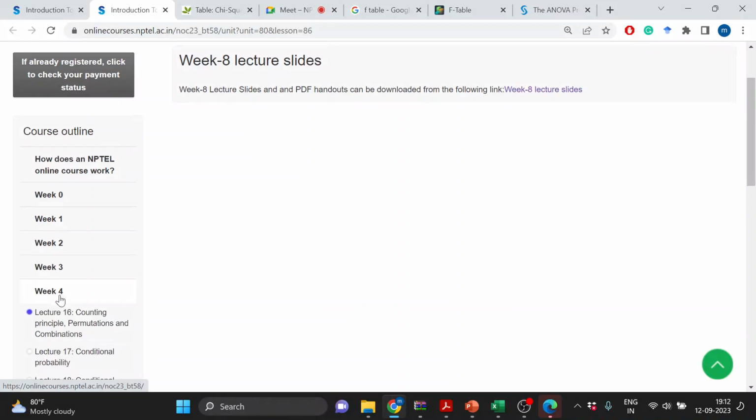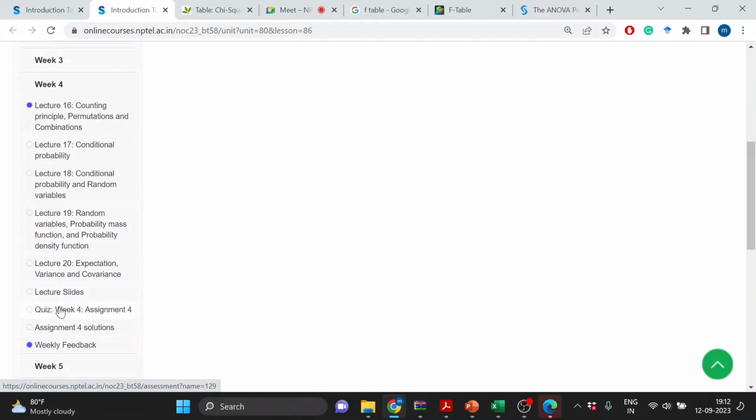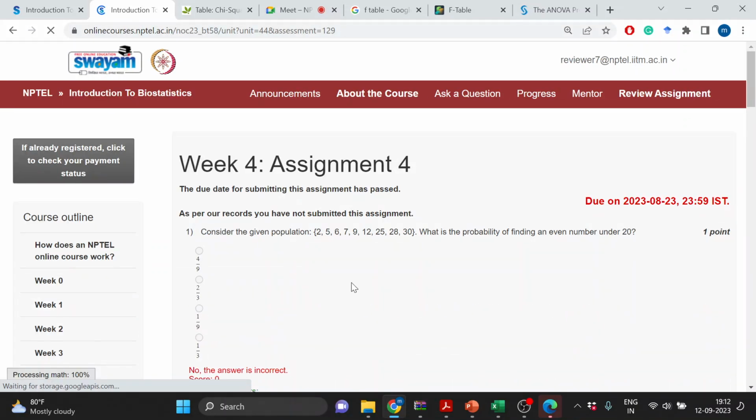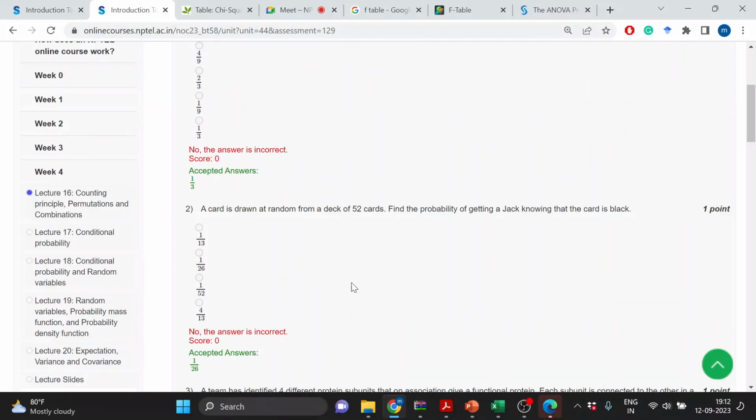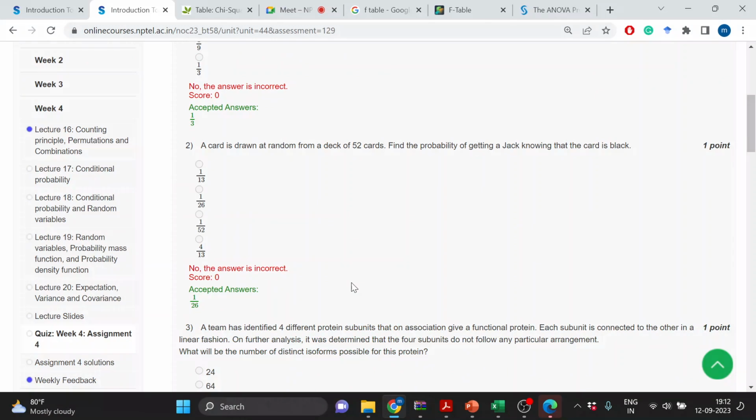Now there, question number 2 is marked wrong over there. Yeah, I think we did that somewhere. But the correct marking is not there. A card is drawn, find the probability of getting a jack, knowing that the card is black. I don't remember. So, what's the answer for this? Or do I have to work it out?